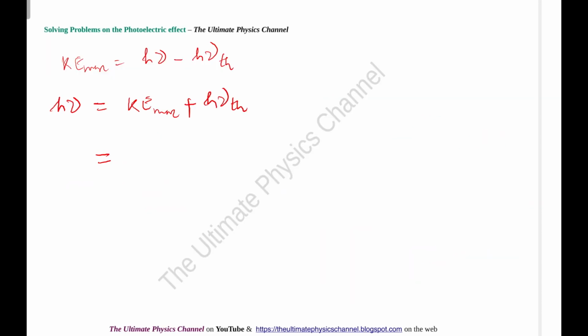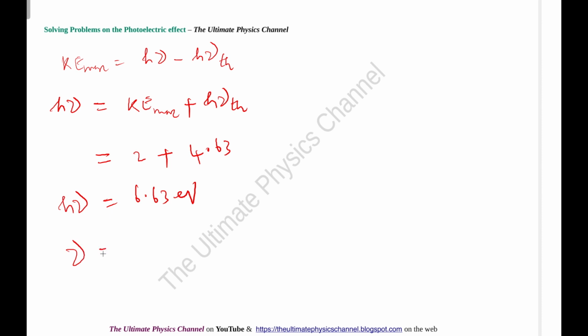So we can use that value for 2.3 eV here, plus h nu threshold we have calculated in eV units to be equal to 4.63 eV. So put together we get 6.63 eV. That is h nu in eV units.